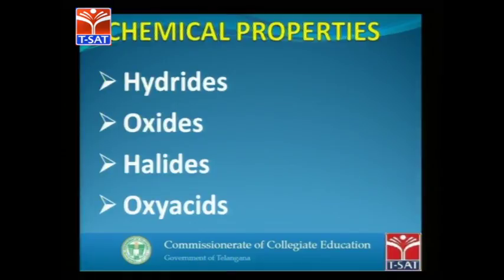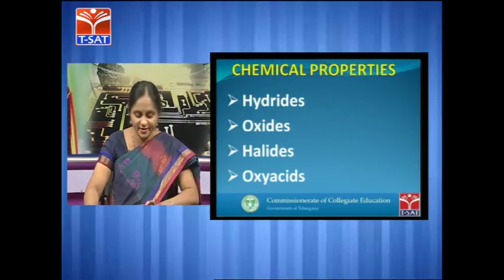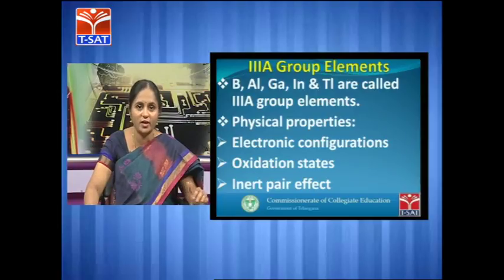Coming to chemical properties, for the different compounds we have to study the hydrides of 3rd group, 4th group and 5th group elements. Compounds of an element with hydrogen are called hydrides. When an element combines with oxygen, they are called oxides. When it combines with halogens, they are called halides. Oxyacids are formed when oxides are dissolved in water. So let us discuss the 3rd A group elements.